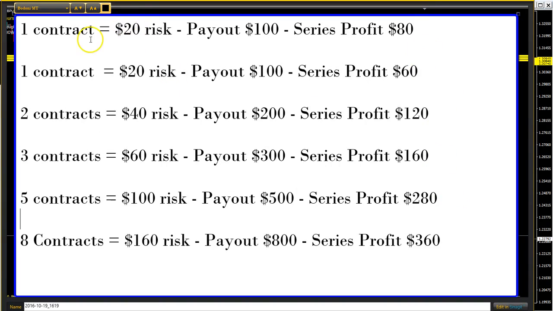Okay, on the first one here, your risk is 20 to try to make 80. On your second trade, your total risk is 40 to try to make 60, about 1 to 1. Okay, so your total trade between these 2 trades and your payout is, well, not 1 to 1, but you're risking 40 to make 60.